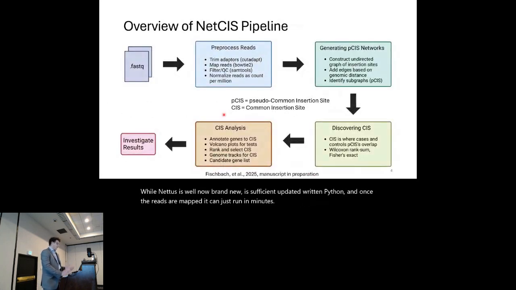So the NetCIS pipeline begins with the FASTQ sequencing files and then pre-processing them, trimming off adapters, mapping the reads, filtering and quality control, as well as normalizing the reads to counts per million. And then we generate our pSIS networks, or our pseudo-common insertion sites. And these are regions of insertions that are grouped together based on their proximity to each other, based on some sort of genomic distance. And we call them pseudo because we've not yet evaluated them for any statistical significance.